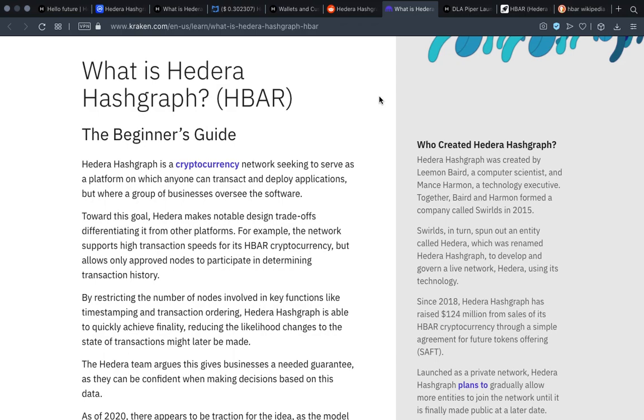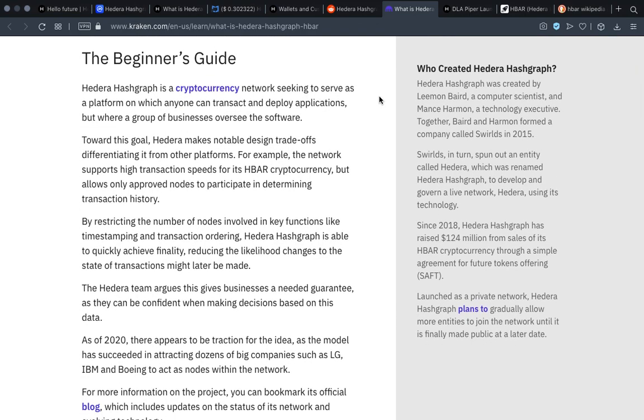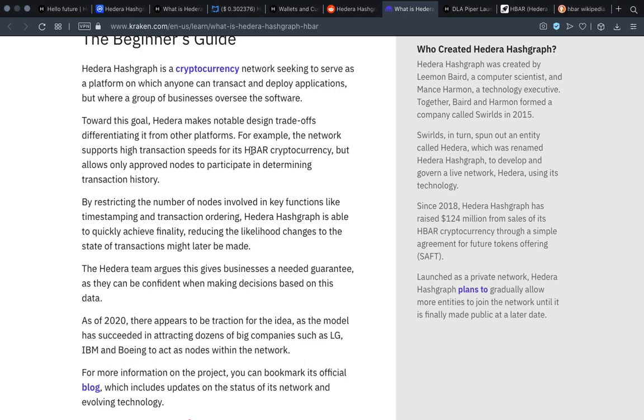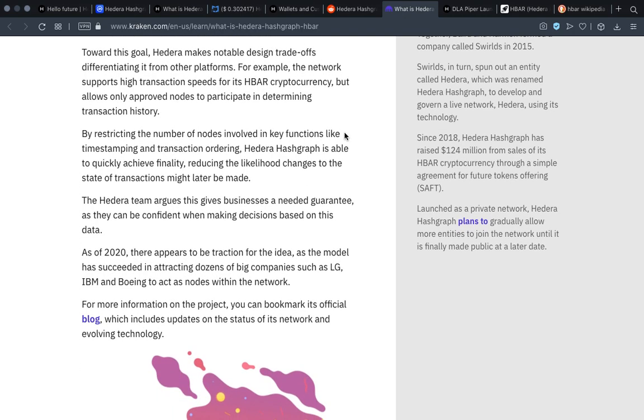What is Hedera Hash Graph, or HBAR? Hedera Hash Graph is a cryptocurrency network seeking to serve as a platform on which anyone can transact and deploy applications, but where a group of businesses oversee the software. Toward this goal, Hedera makes notable design trade-offs, differentiating it from other platforms. For example, the network supports high transaction speeds for its HBAR cryptocurrency, but allows only approved nodes to participate in determining transaction history. By restricting the number of nodes involved in key functions like timestamping and transaction ordering, Hedera Hash Graph is able to achieve finality, reducing the likelihood changes to the state of transactions might later be made.